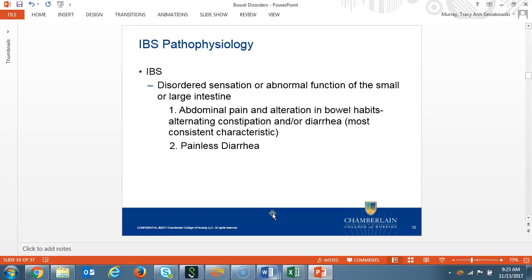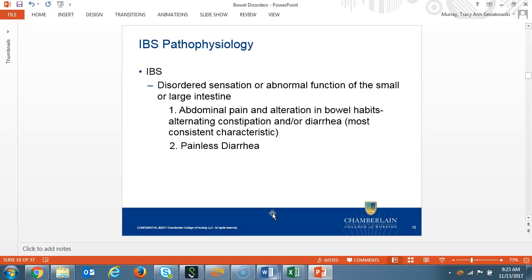Now let's discuss how IBS differs from IBD in terms of symptoms, diagnosis, and treatment. We'll start with IBS. The symptoms of IBS result from disordered sensation or abdominal function of the small and large bowel. Individuals with IBS typically present with symptoms that fall into two broad categories: those with abdominal pain and altered bowel habits consisting of diarrhea and/or constipation, and painless diarrhea.